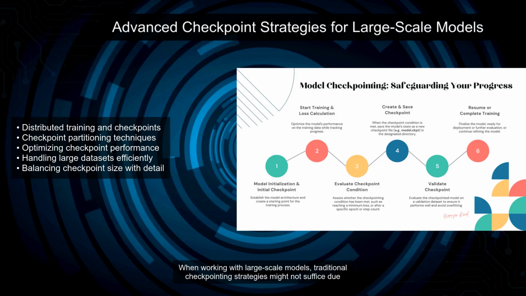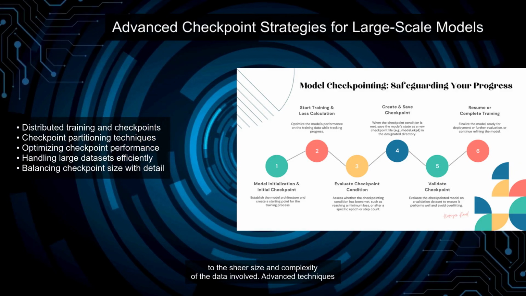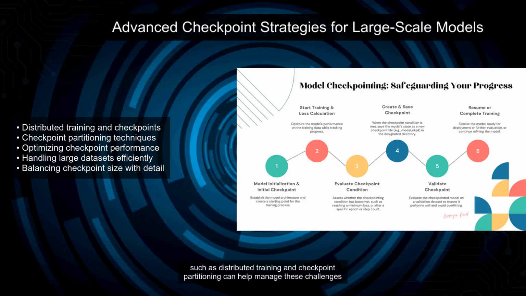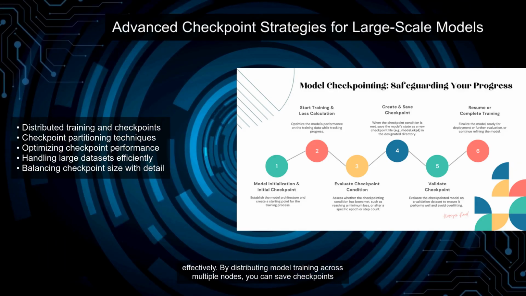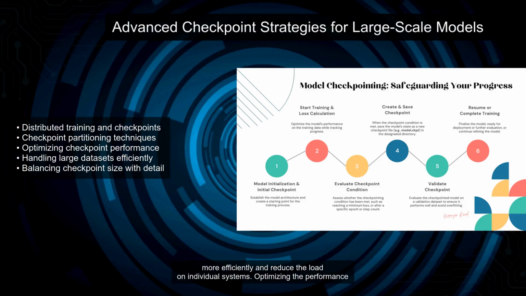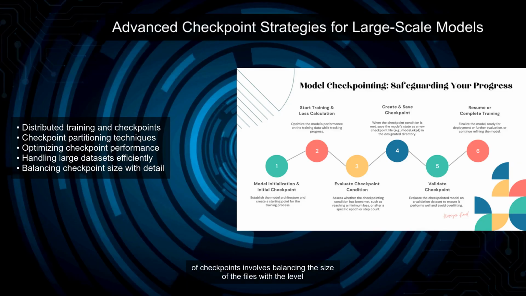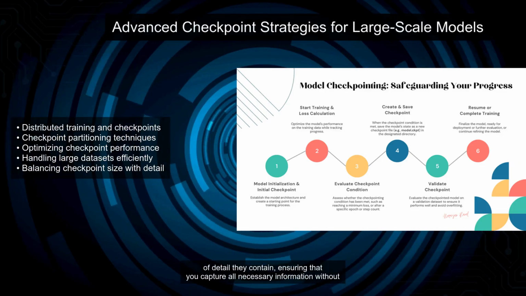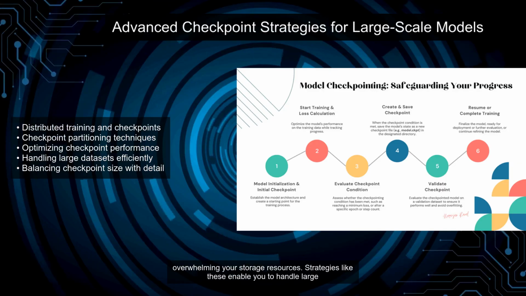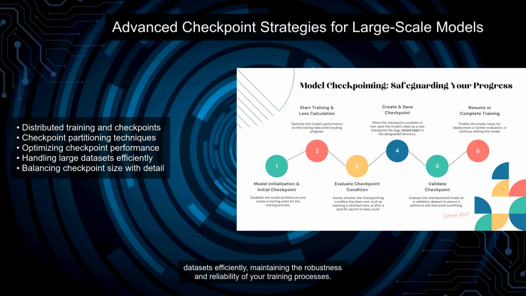When working with large-scale models, traditional checkpointing strategies might not suffice due to the sheer size and complexity of the data involved. Advanced techniques such as distributed training and checkpoint partitioning can help manage these challenges effectively. By distributing model training across multiple nodes, you can save checkpoints more efficiently and reduce the load on individual systems. Optimizing the performance of checkpoints involves balancing the size of the files with the level of detail they contain, ensuring that you capture all necessary information without overwhelming your storage resources. Strategies like these enable you to handle large datasets efficiently, maintaining the robustness and reliability of your training processes.